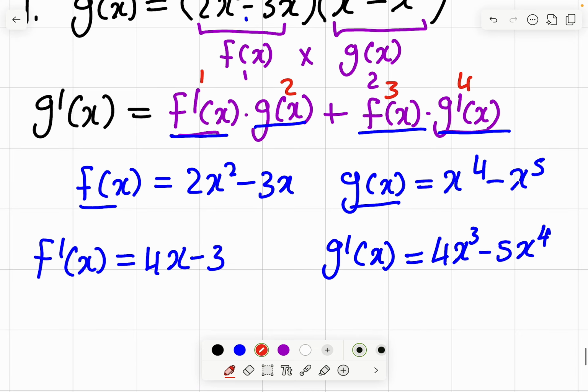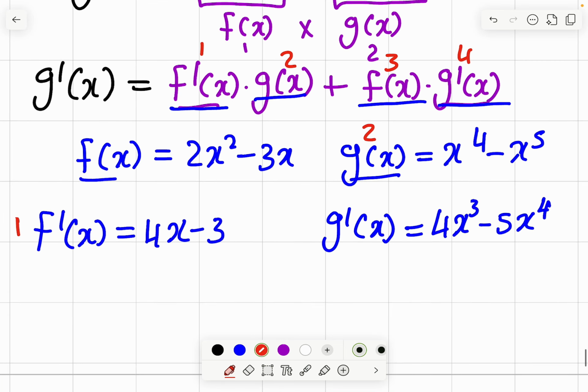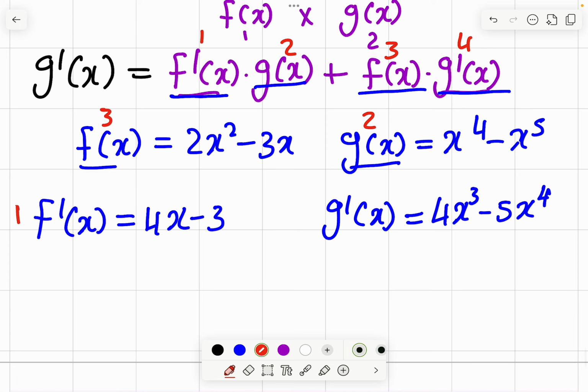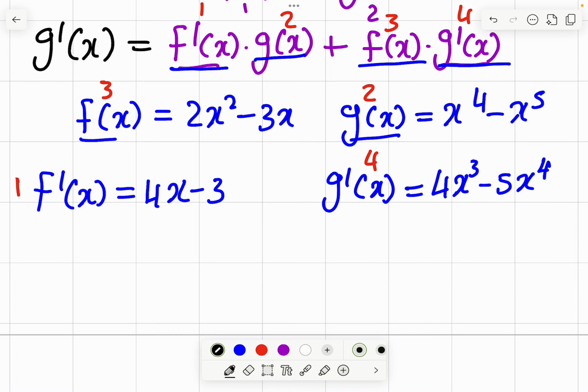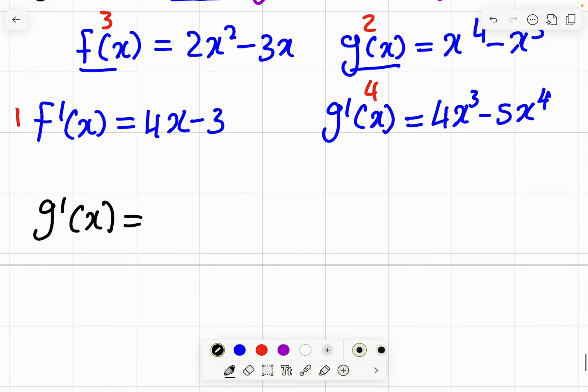This is your number 1, 2, 3, 4. Our number 1 is f prime of x. Our number 2 is g of x. Our number 3 is f of x. Our number 4 is g prime of x. Therefore, we are going to say, the derivative is equal to, therefore you substitute all those things you got there.